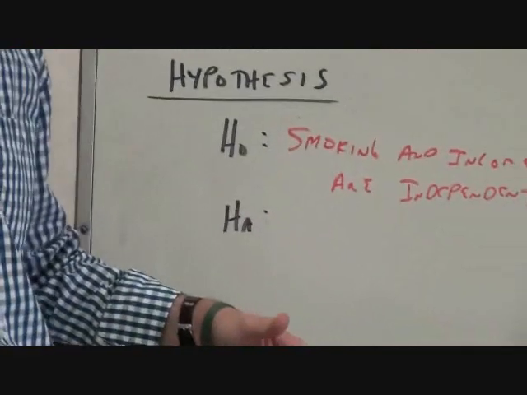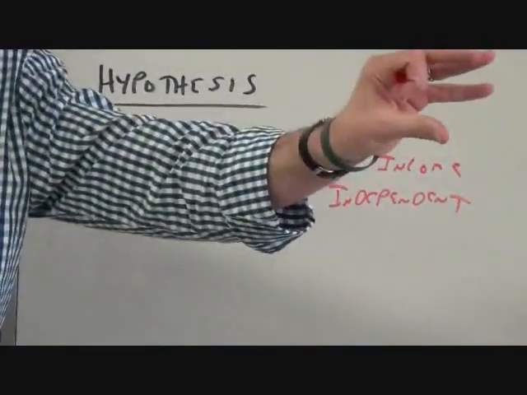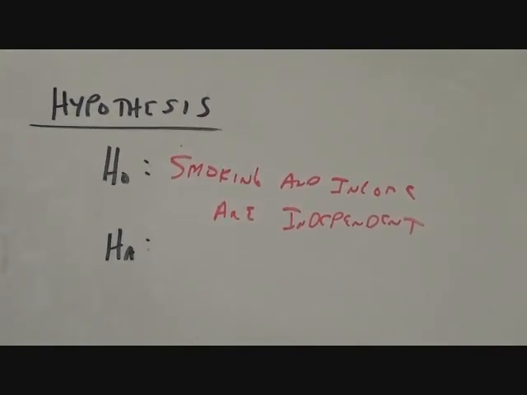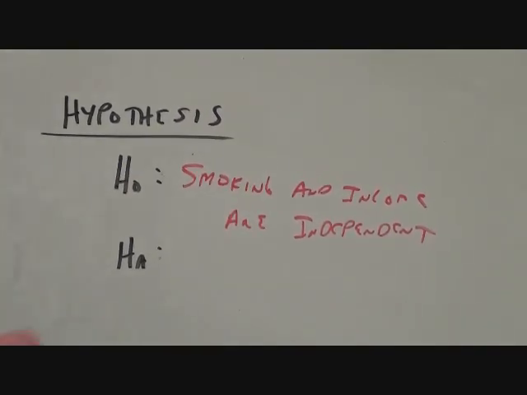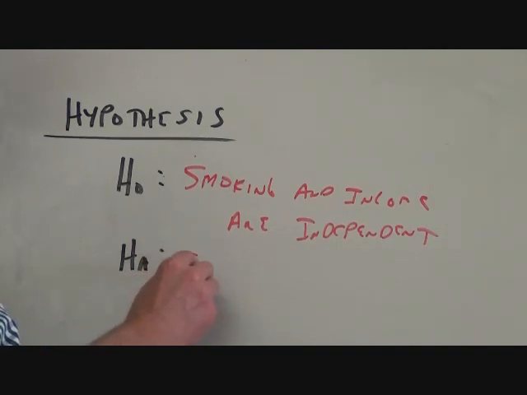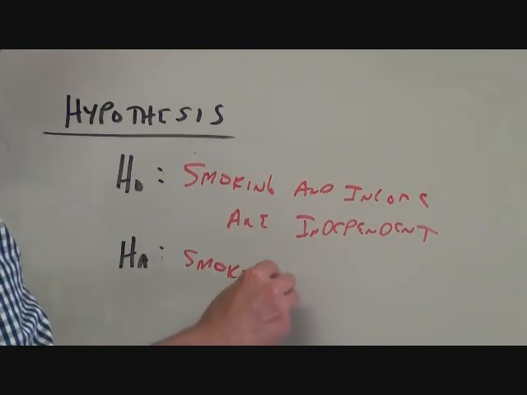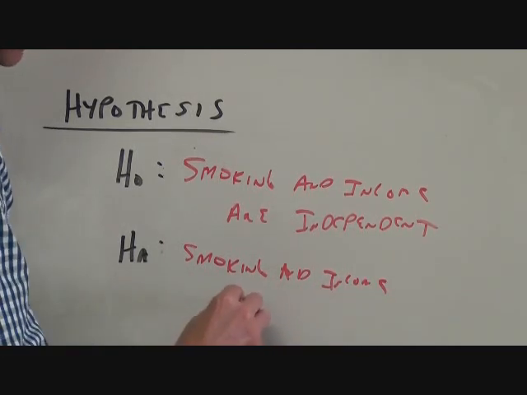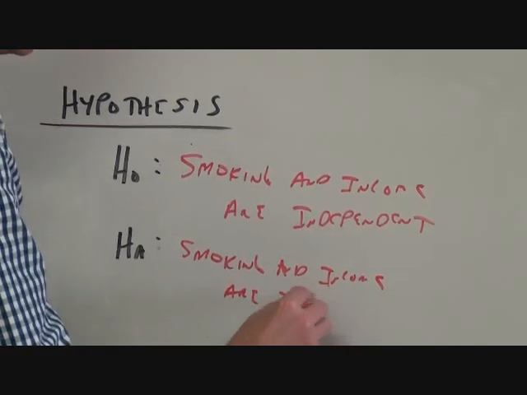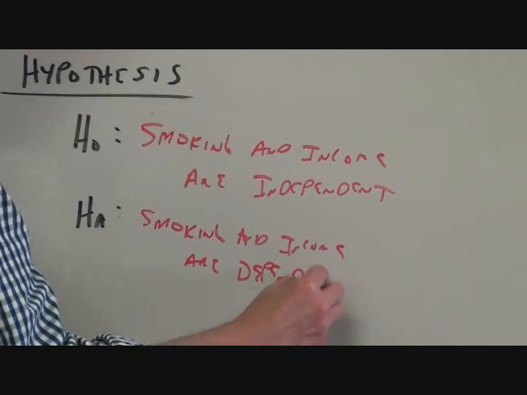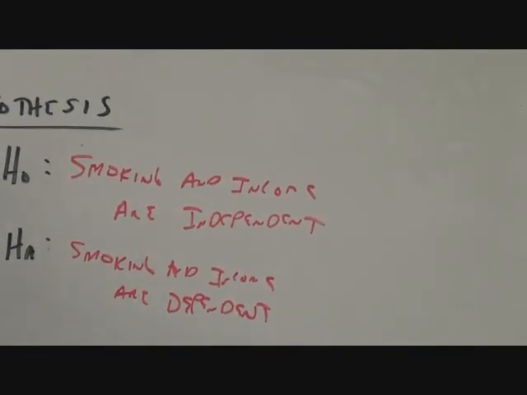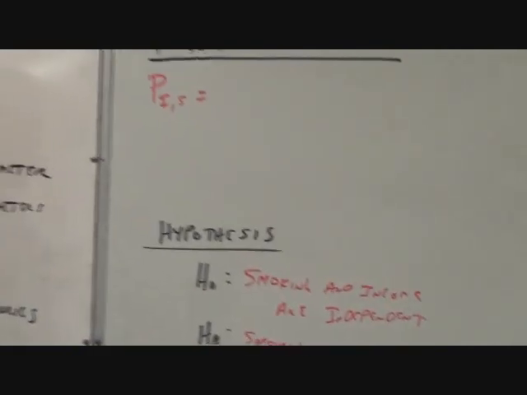The alternate, what we're trying to prove, is that no, if I know one of these things, how much money they make, it changes. I know something about what the smoking rate's going to be. So, smoking and income are dependent. You might also see this written as there's a relationship between smoking and how much money you make.